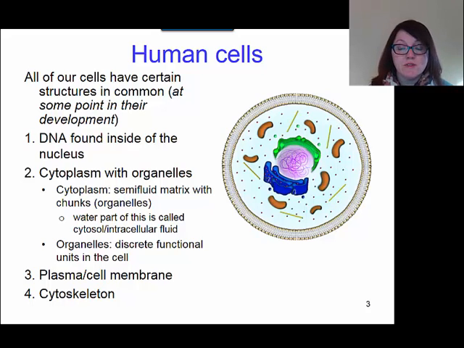All human cells also have a cell membrane, also known as the plasma membrane, and that's the outer layer of the cell. And all human cells have something called the cytoskeleton, and this is a protein framework that we find inside of the cell that supports the cell and helps the cell to move and move materials around inside the cell.